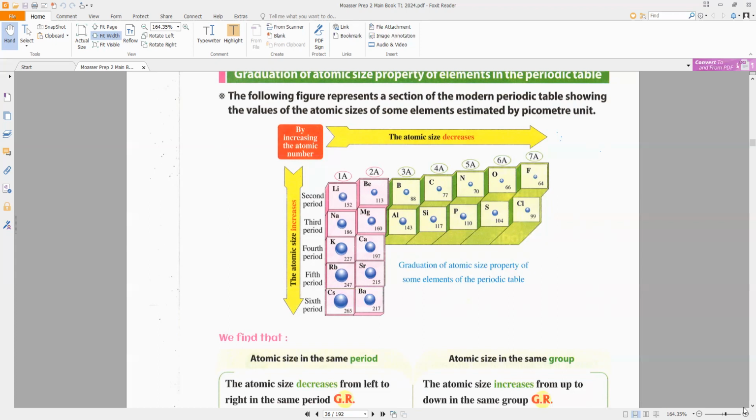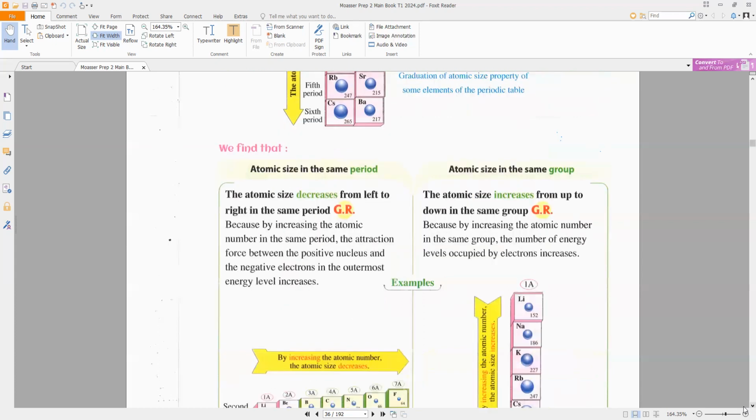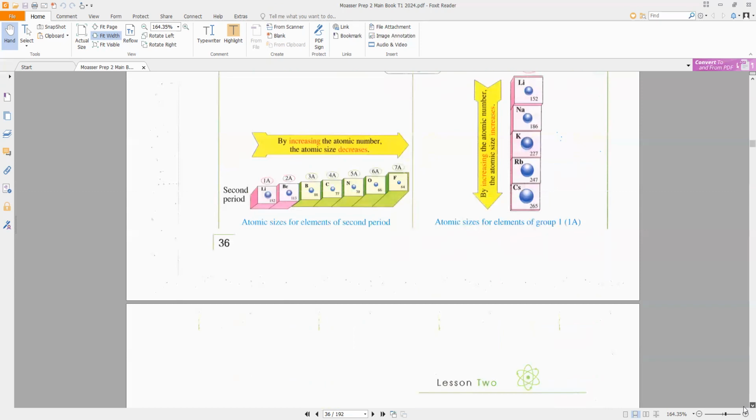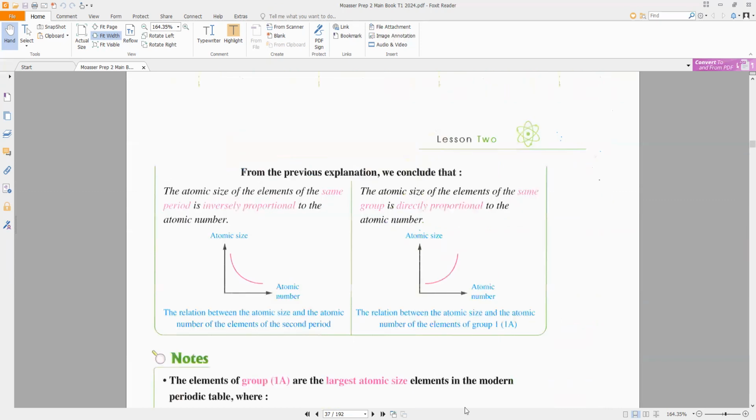So in the same period, we studied that the atomic size and number are opposite to each other. When the atomic number increases, the size decreases. One factor increases, the other decreases, so it is inversely proportional. So the atomic size and number in a period are inversely proportional to each other. And we draw it as a direct graph and a graph moving down.